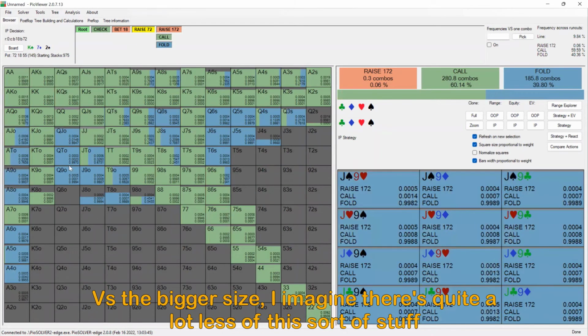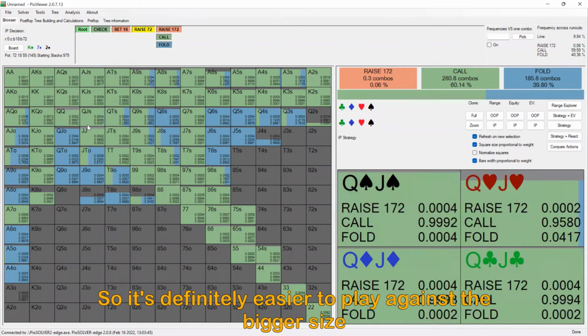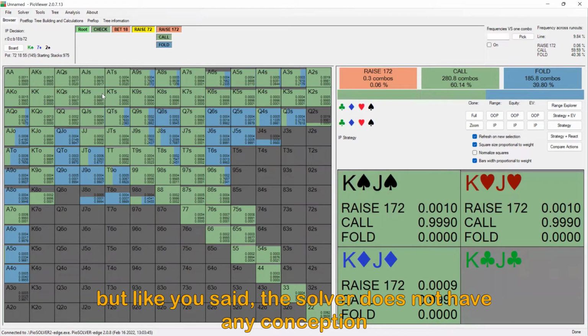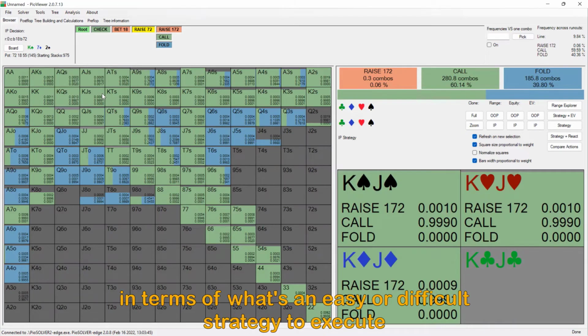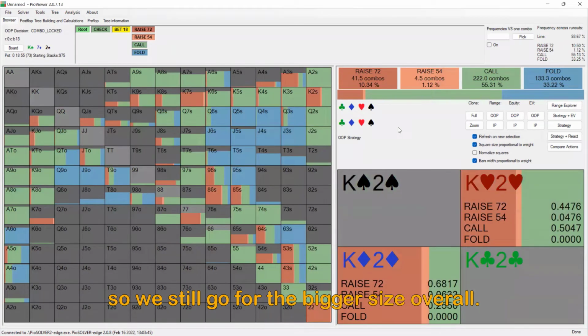I imagine there's quite a lot less of this sort of stuff, right? Lower frequency at least, right? So it's easier to play, definitely easier to play against the bigger size. But like you said, the solver does not have any conception in terms of what's an easy or difficult strategy to execute, right? So we still go for the bigger size overall.